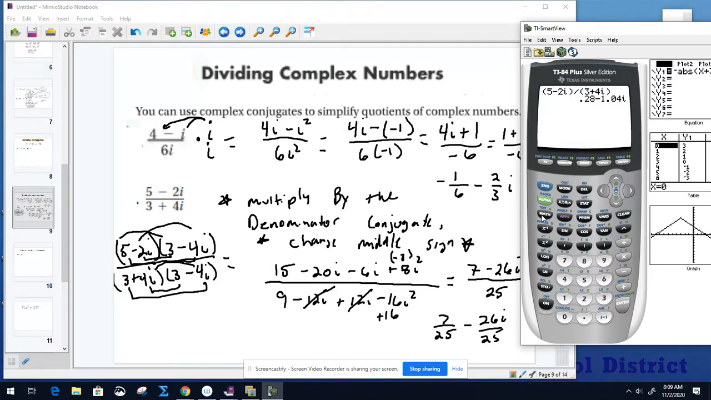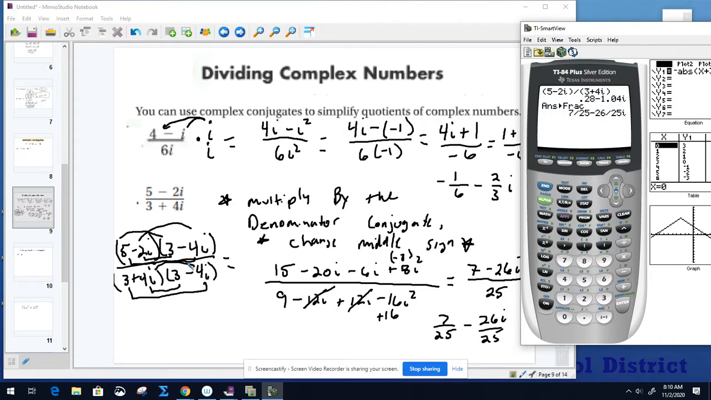All I have to do is hit math, fraction, and it will change to 7 over 25 minus 26 over 25i, which is exactly what we got. So you can multiply, divide, add, subtract using your calculator on all of these problems.